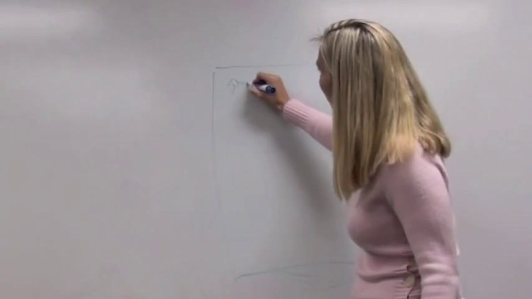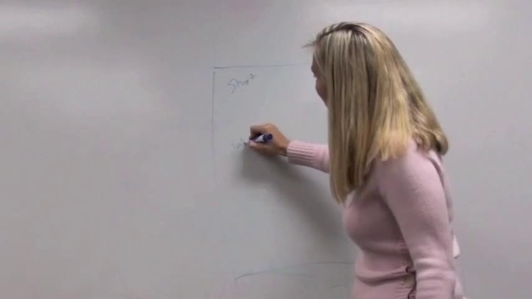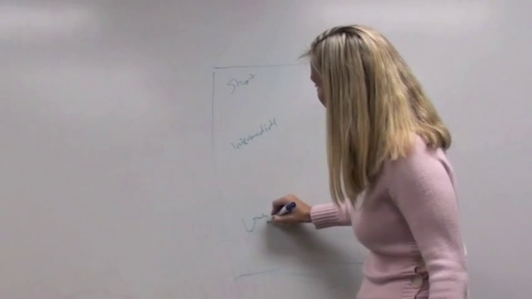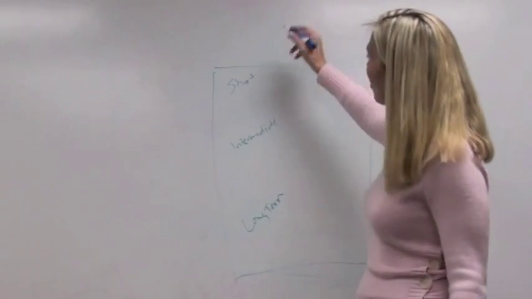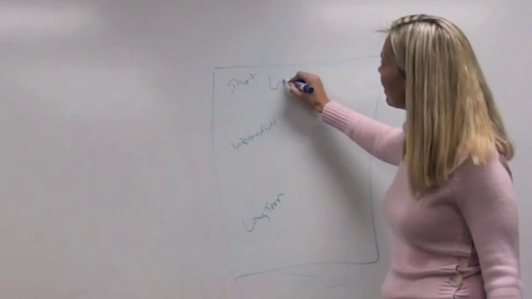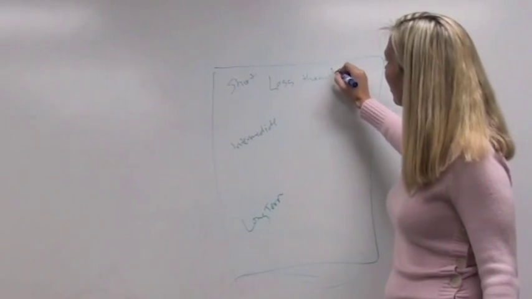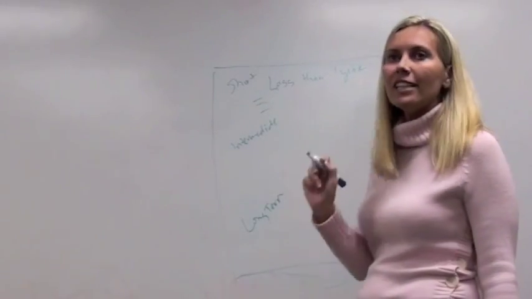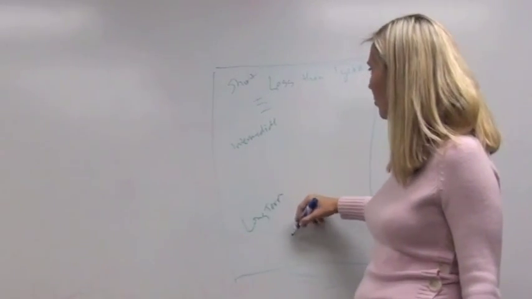It's going to be short term, intermediate, and long term. Like we talked about in the PowerPoint, short term is anything less than a year. You're going to have 3 spots to fill in here. You should have at least 3 goals for each of these time frames.